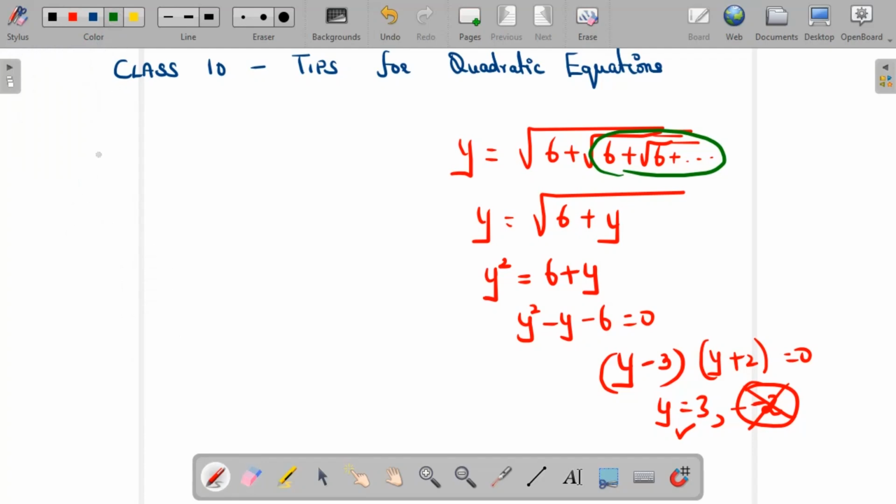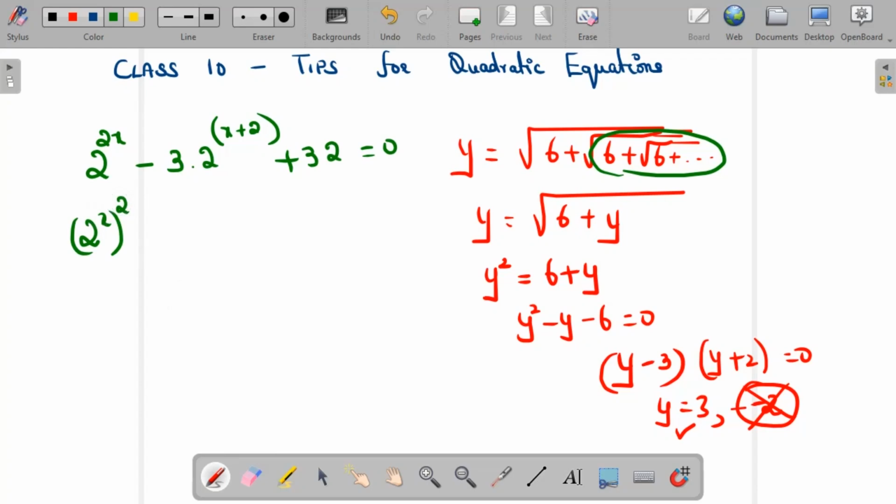Here they will say find the roots of the equation 2 power 2x minus 3 into 2 power x plus 2 plus 32 is equal to 0. Now let's rewrite this question slightly. 2 power 2x can be written as 2 power x the whole squared, because a power m the whole power n is a power m into n. Now the term minus 3 into 2 power x plus 2 can be broken down as 2 power x into 2 power 2, because a power m into a power n is a power m plus n. So I have broken the power into two parts, plus 32 is equal to 0.